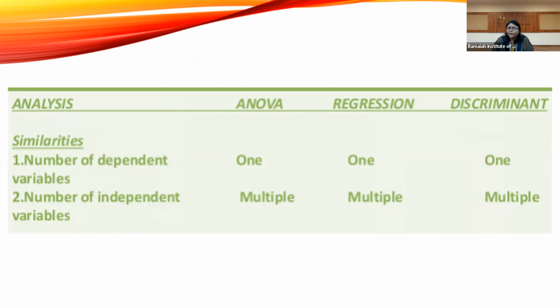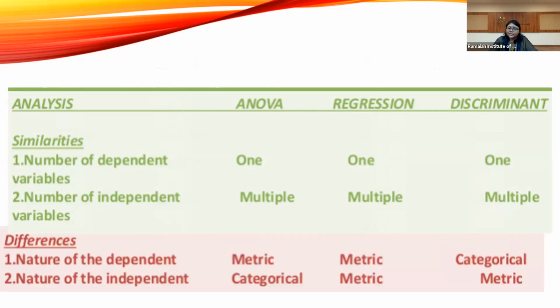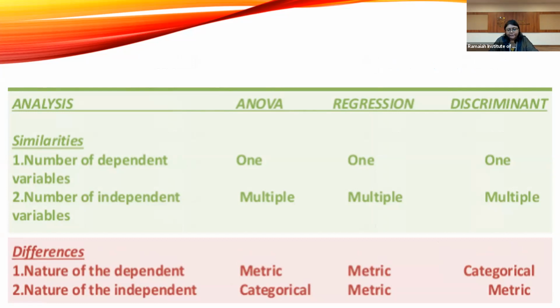So in this case, why do we need discriminant analysis? That is because the basic difference is in the independent and the dependent variable. In ANOVA, the independent variable is categorical and the dependent variable is metric. In regression, we can have both, but discriminant analysis takes just the opposite of ANOVA. That is, the categorical data is the dependent variable and the metric data is the independent variable.